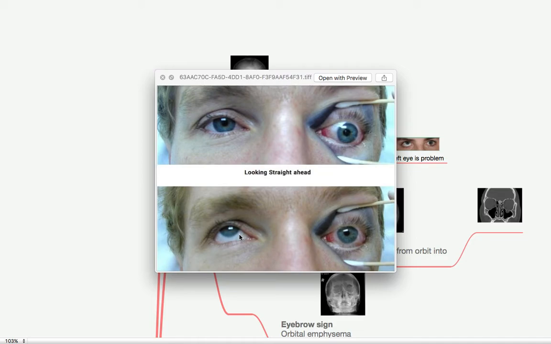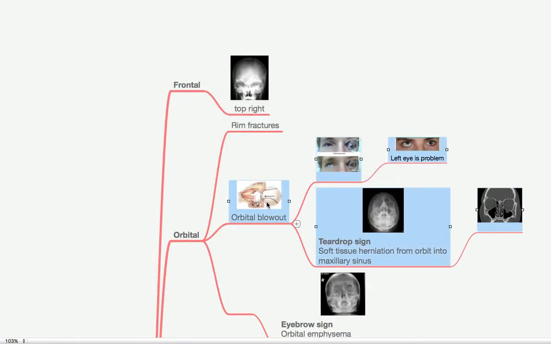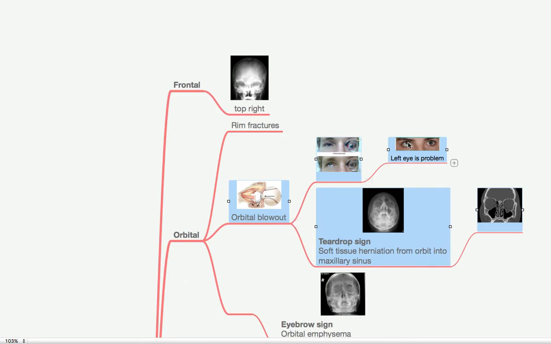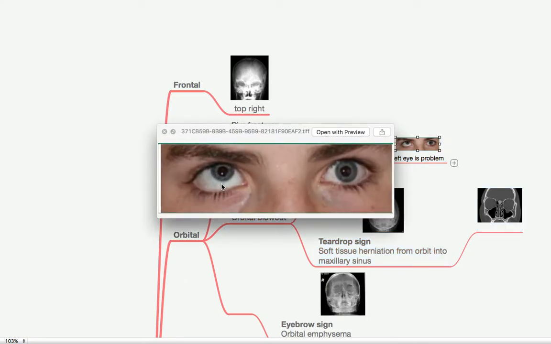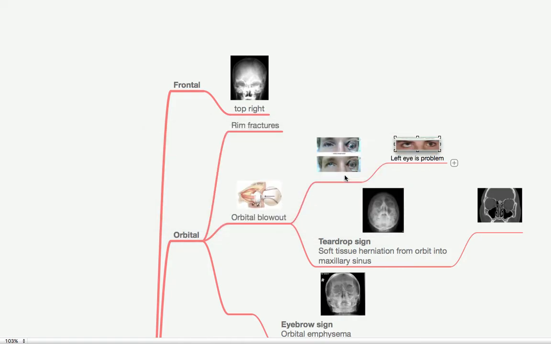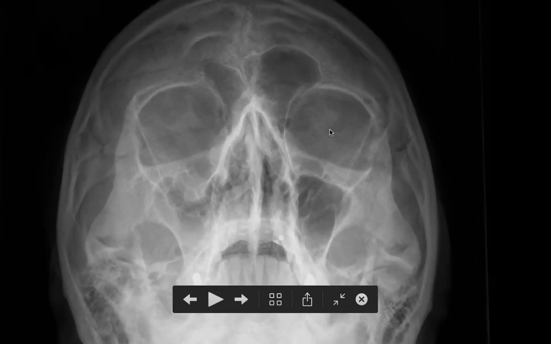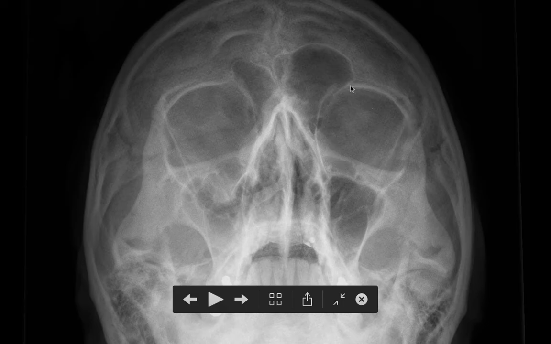The bottom picture, you've asked him to look up. Now you can see the right eye, no problem, but the left eye is unable to look up because that inferior rectus muscle here has been trapped and is unable to allow his eye to look upwards. Same thing here. Able to look upwards on the right, but unfortunately the left is just stuck looking straight ahead. So in terms of x-rays, there's something called the teardrop sign. So if we look over here, let's start with our left orbit.